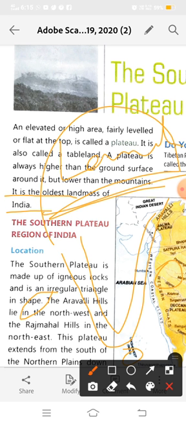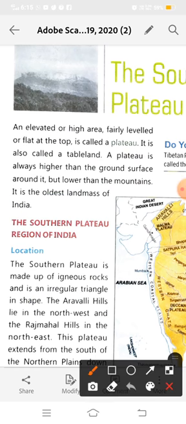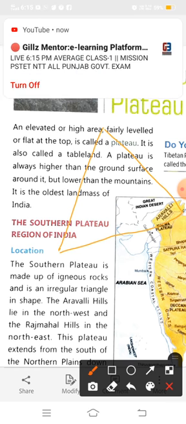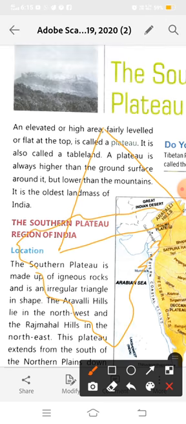Okay, so the Peninsula Plateau is also known as the Peninsular Indian Plateau. Now, what is the shape of the Southern Plateau? It is roughly triangular in shape. Roughly means it does not have a perfect triangle shape. This is a perfect shape of a triangle, but it has an irregular shape, like this. So the Southern Plateau has an irregular triangular shape.